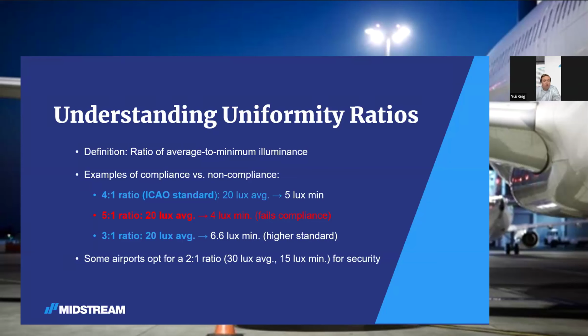Now, when it comes to ratios, some airports that we've worked with in the past have requested a higher ratio than 4 to 1. We've worked with some airports in South America that require a 2 to 1 ratio, and that's set by their local civil aviation authority, and that is mainly driven by security. They want very high uniformity for the cameras, and for the security and safety departments. So even though the ICAO recommendation is 4 to 1, some local authorities decide to increase it to 2 to 1, but it can never be less than or worse than 4 to 1.